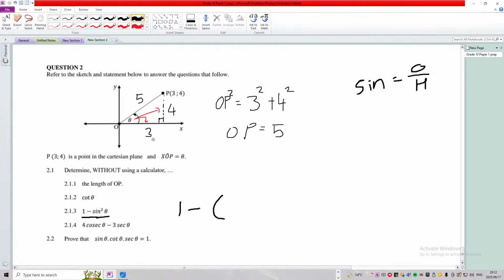No, I don't think it's Tasrik. So we have opposite, which is 4. Again, we're referring to theta. And hypotenuse, which is 5. And we need to square that. So we have 1 minus. Remember now, get it right. I'm trying. I don't mean it like that. But what I mean is, we tend to say, skip this, this is easy. But you don't get it right in the exam.